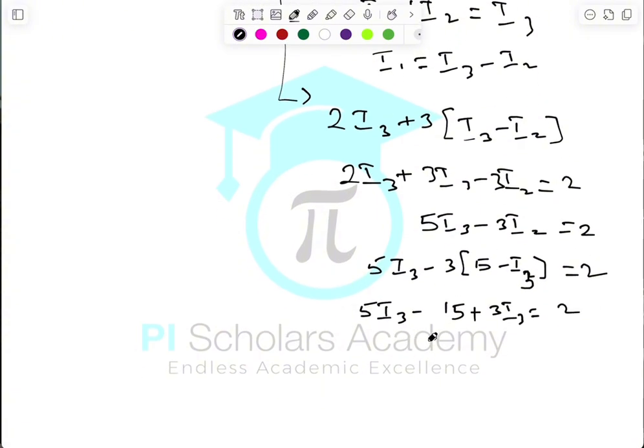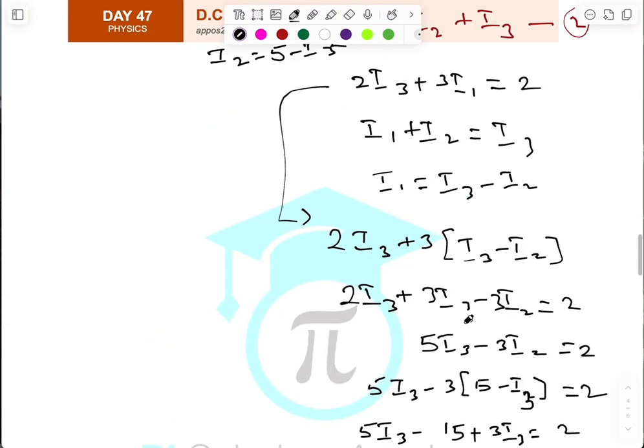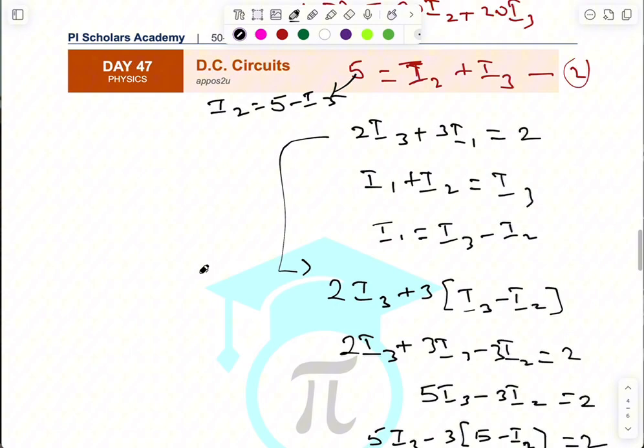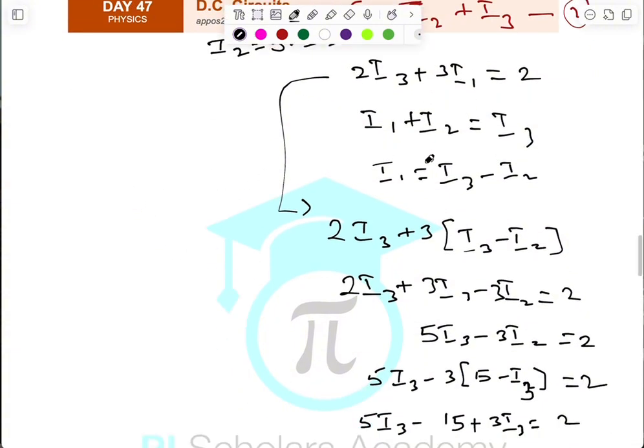Therefore we have that 5I3 plus 3I3, that's 8I3, equals 15 goes to the other side, that will be 15 plus 2, that will be 17. So I3 equals 17 over 8. Let me press my calculator for that. 17 divided by 8 is 2.125. So I3 is 2.125 ampere.